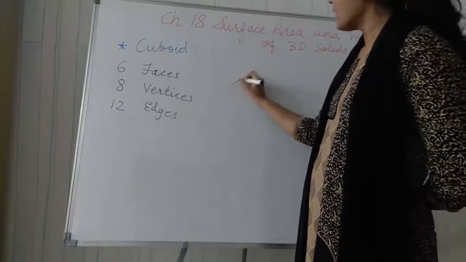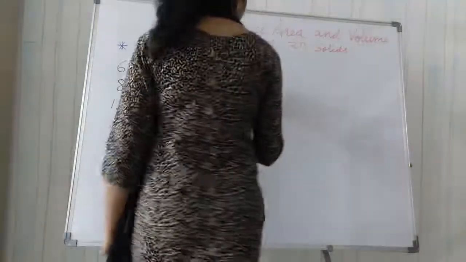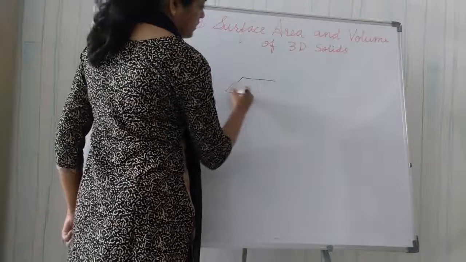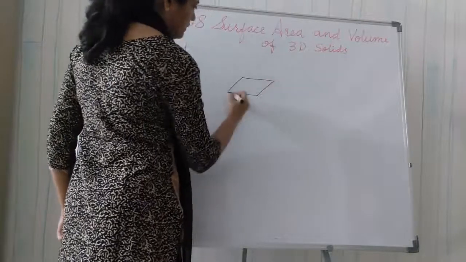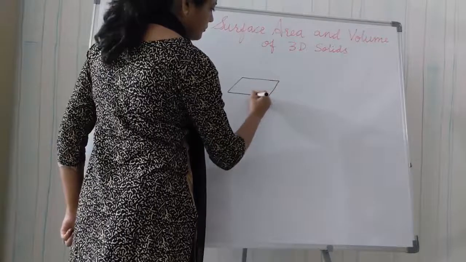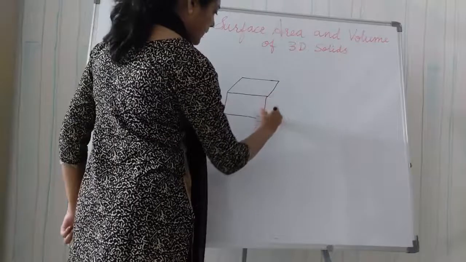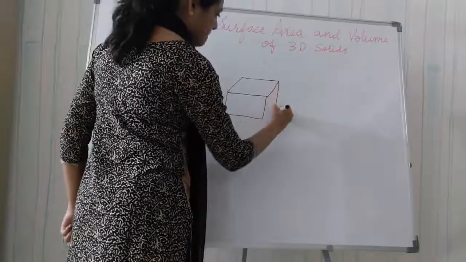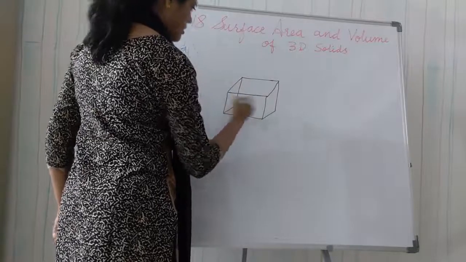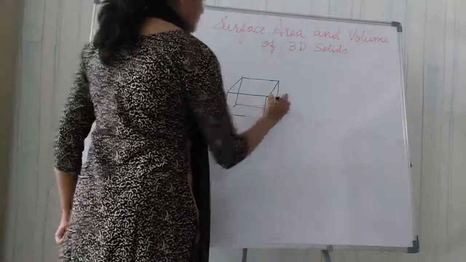Okay, so let me try to draw one cuboid here. Actually, on a plane surface it is not possible to draw it, but let me try. So I am drawing a cuboidal shape here. You see, this way you can show the faces.